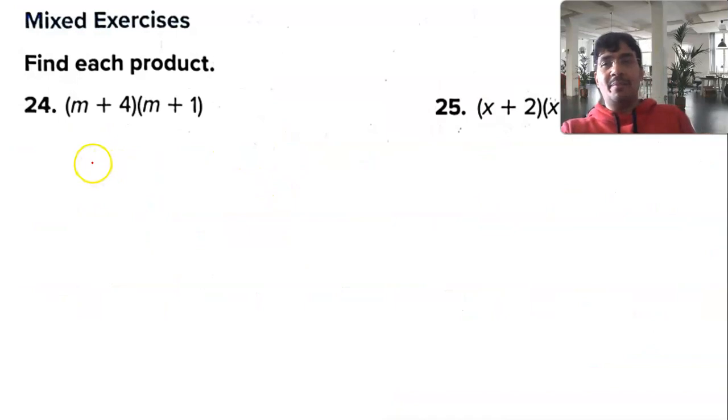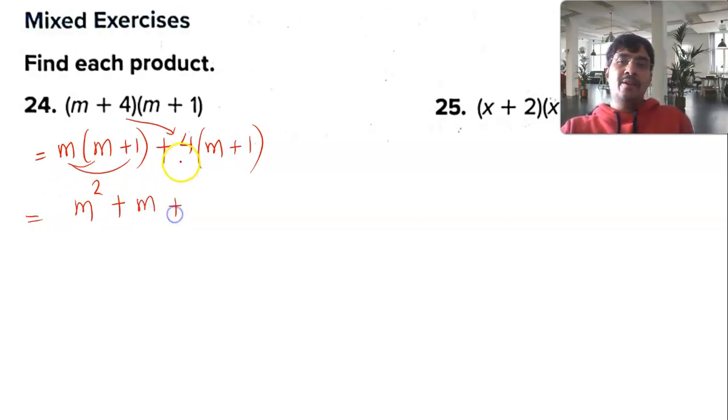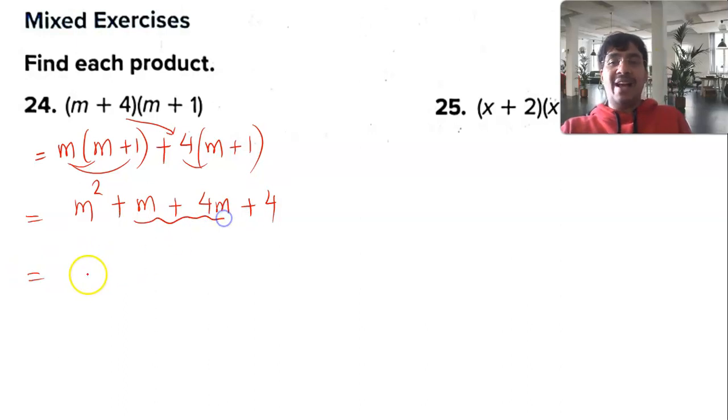This is much simpler than the previous one because there are hardly any major powers here. So m times m plus 1, plus, now take the second term, 4 times m plus 1. So eventually m times m is m squared, m times 1 is m, 4 times m is 4m, plus 4. These two are like terms, add them. So m squared plus 5m plus 4.